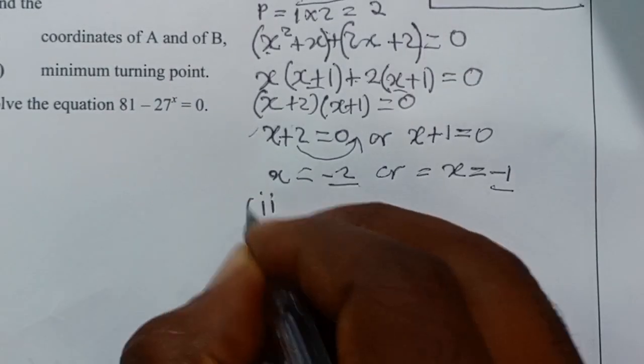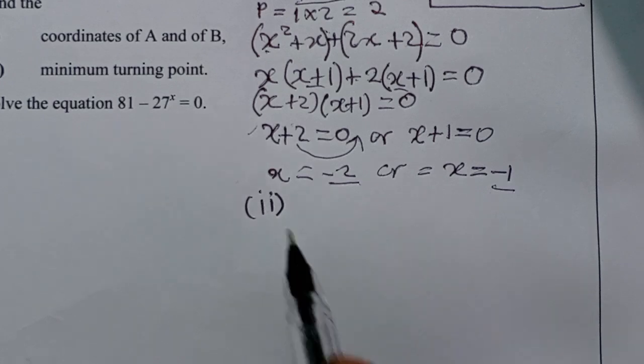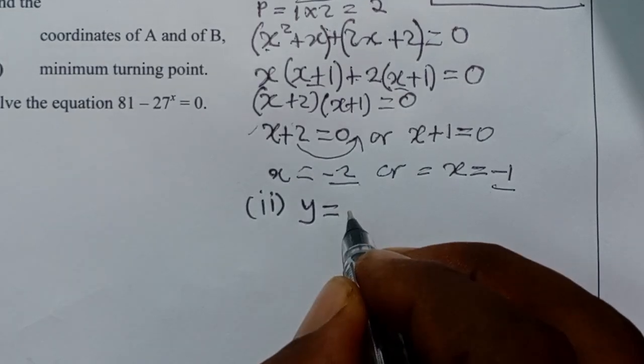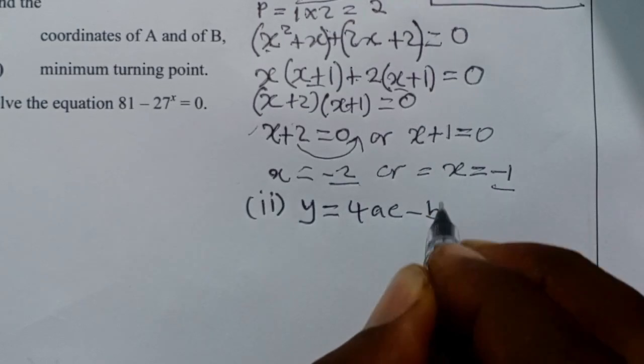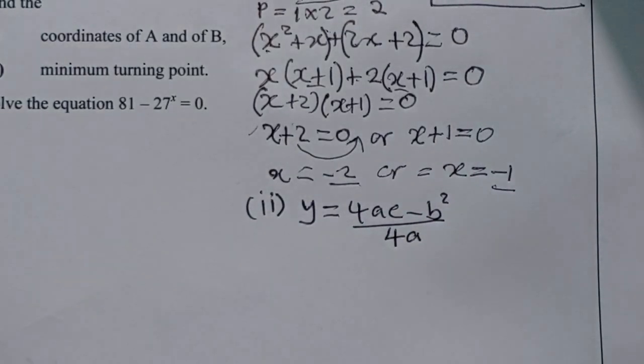So part 2. Find the minimum turning point. The minimum value, this is the formula that we use, both for minimum and maximum: 4ac minus b squared over 4a. Remember that we want the minimum turning point, not the coordinate.